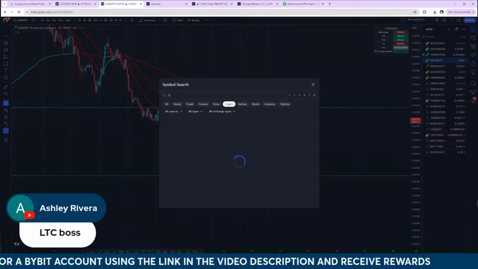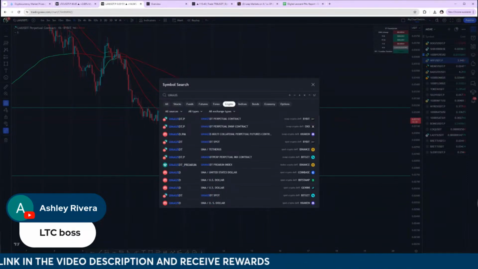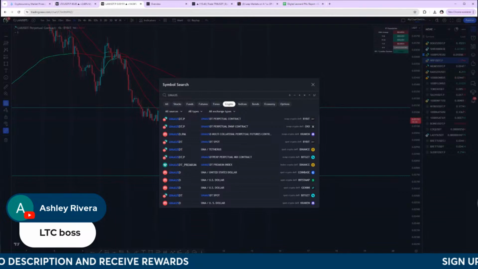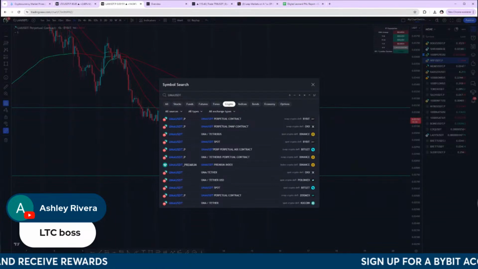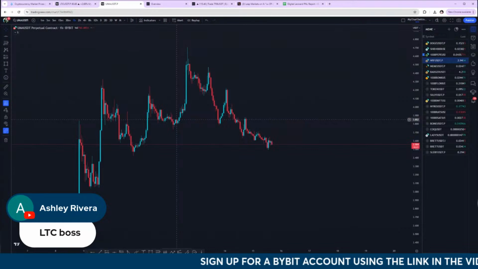Then let me quickly show you UMA. I don't know if anybody took it at market order, but I already entered that trade. Let's see what it's currently doing right now. I think that setup is still valid.